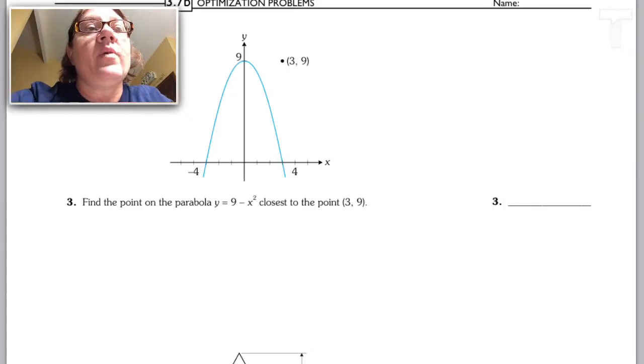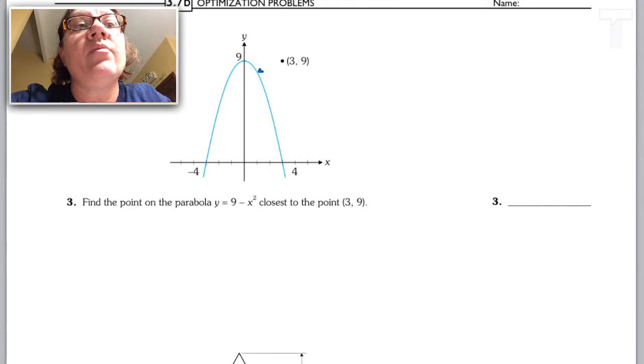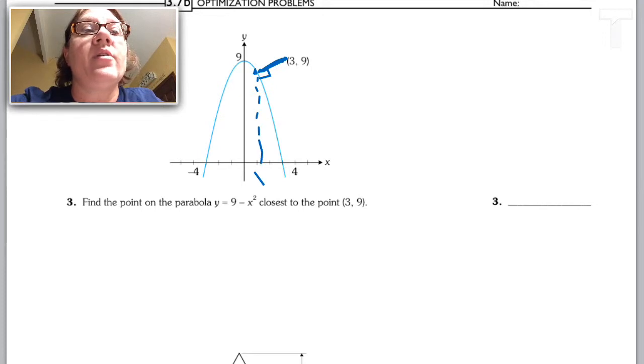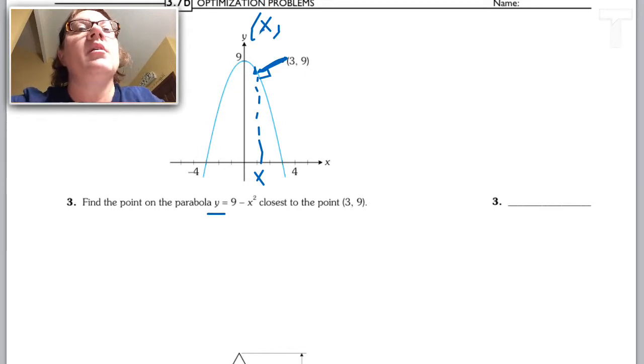Okay, so on this next one, I want the point closest to (3, 9), and of course the shortest distance is a straight line. So I need to figure out what that point is. Well, it's some x value, and since it's on the parabola, then its y value has to be right there, 9 minus x squared.